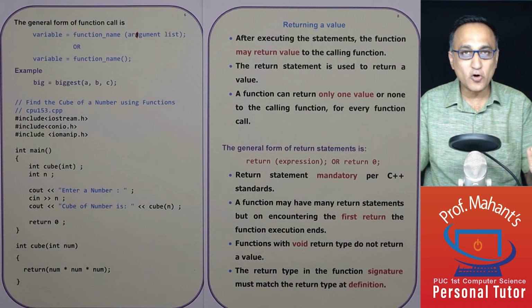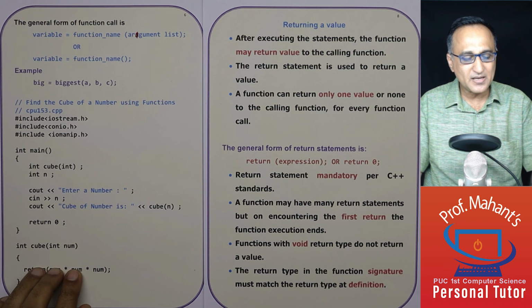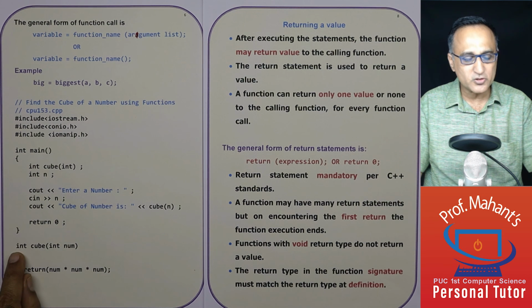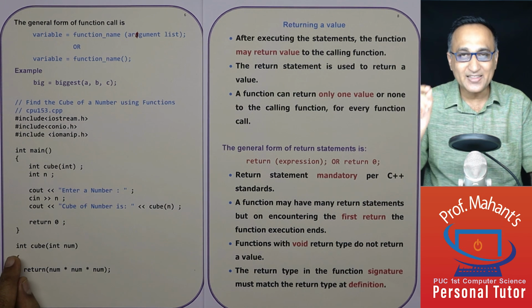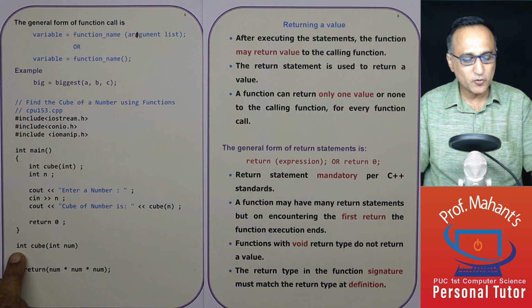There are certain functions which do not send back any value. Those functions are called void functions. So what I will do is I'll replace this int with void, and there cannot be any return. You cannot say return and then use the word void. Void means nothing. So if nothing is being sent back from here to here, this will have to be void.